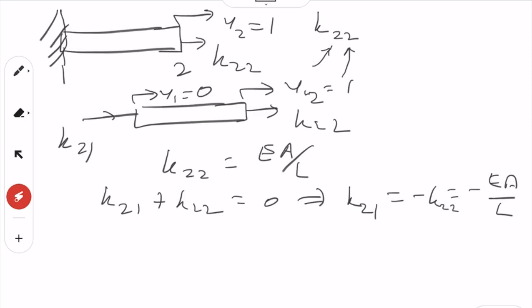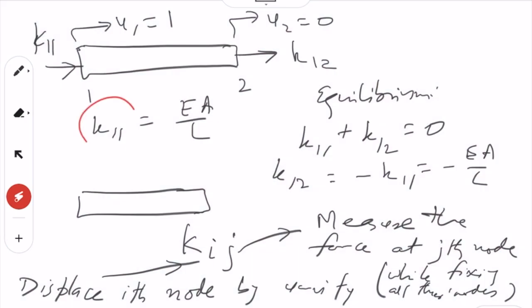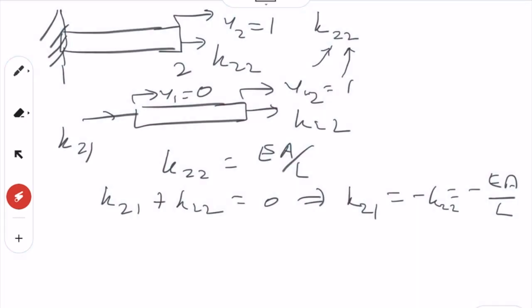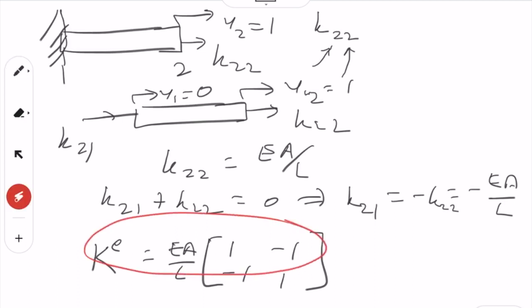And hence we get all the elements we got earlier. We got K11, K12. Similarly, we got K22 and K21, and hence the element stiffness matrix we got is equal to EA over L times [1, -1; -1, 1], like this one. Okay. So, this gives you a different meaning.